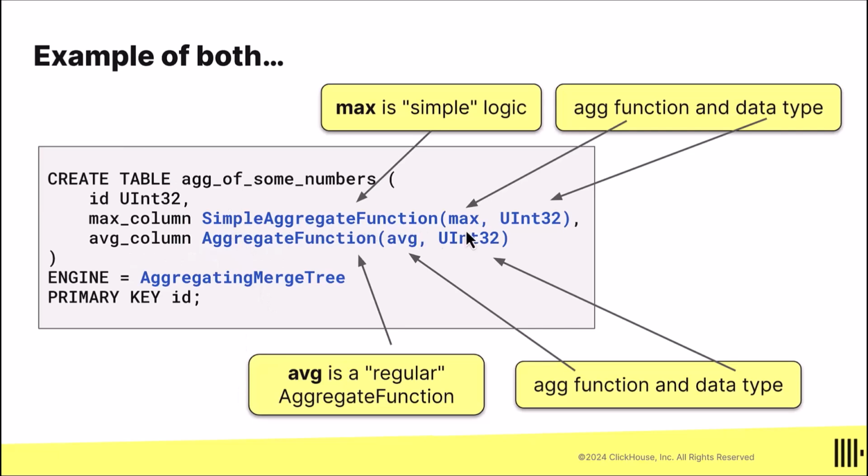So simple aggregate function, you pass in 2 values. The function that you want to aggregate on, which is max, and then uint32, that's the data type of the values coming in. For aggregate function, same thing. Average, AVG, that's the function I want to take the running average of, that's my aggregate function. And then uint32, that's the data type of the values coming in.